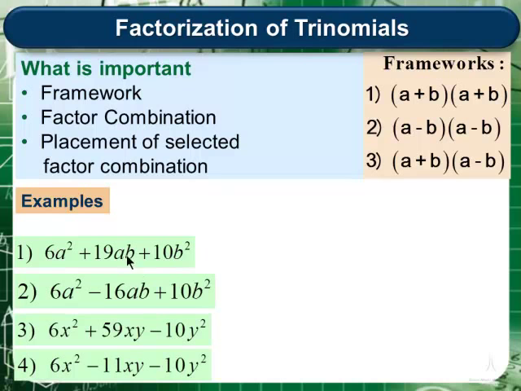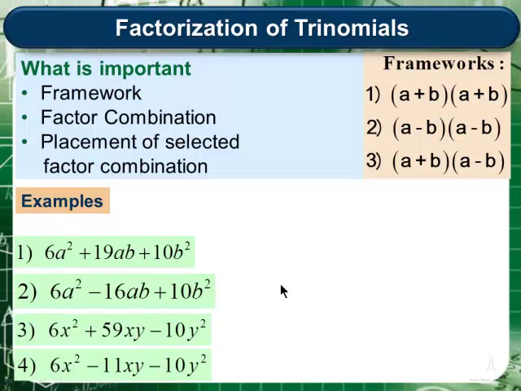So let's have a look at these 4 cases of trinomials. In both cases, we have as a start the numerical coefficient 6, and as the last term we either have a plus or a minus 10. Now that will determine to a large extent how we utilize certain factor combinations for the numbers 6 and 10.